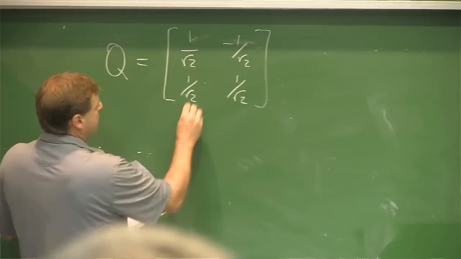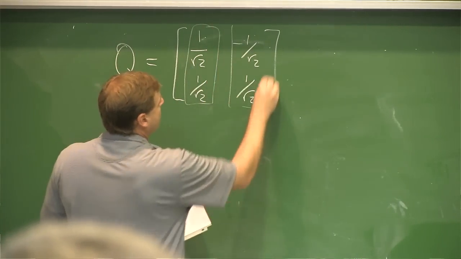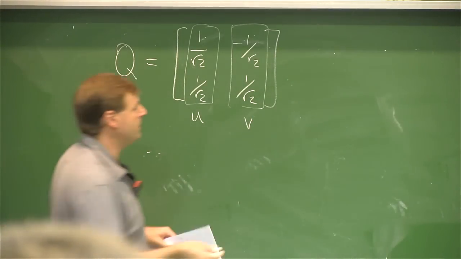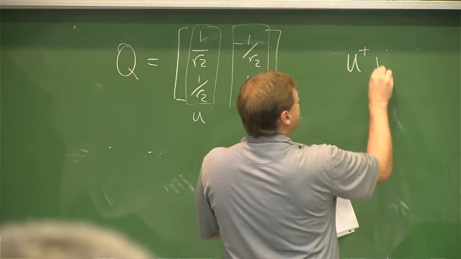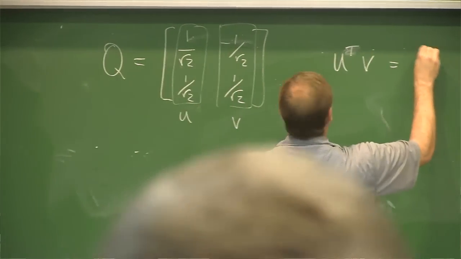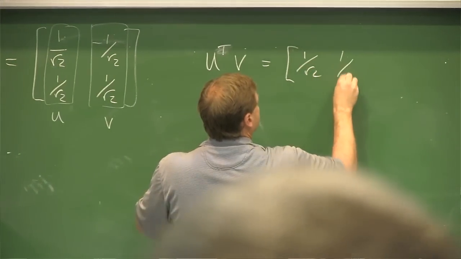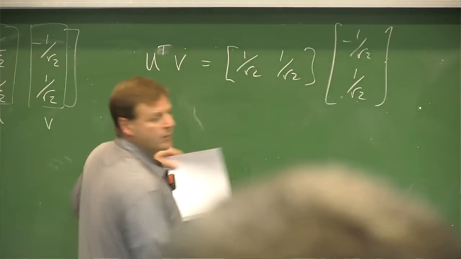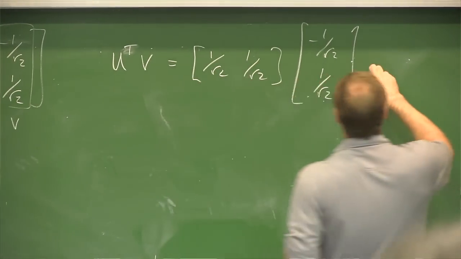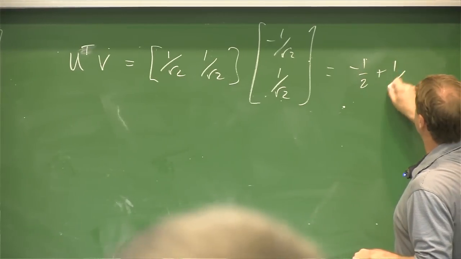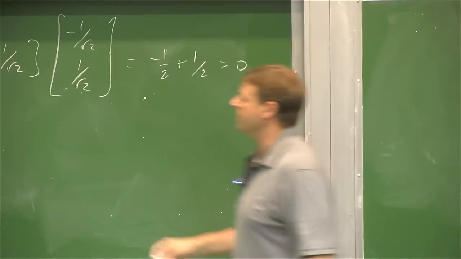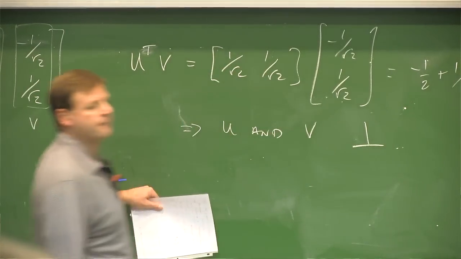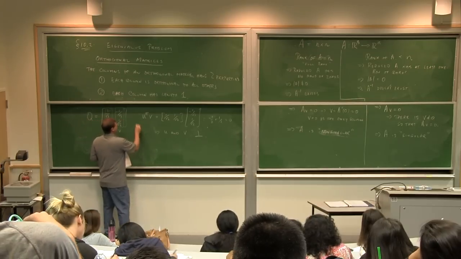Here's the columns. Let's call them U and V. So let's check that U and V are perpendicular. U transpose V is equal to 1 over root 2, 1 over root 2 times negative 1 over root 2, 1 over root 2. When I do this multiplication, I get negative a half plus a half, which is 0. So they are orthogonal. So the first condition holds.